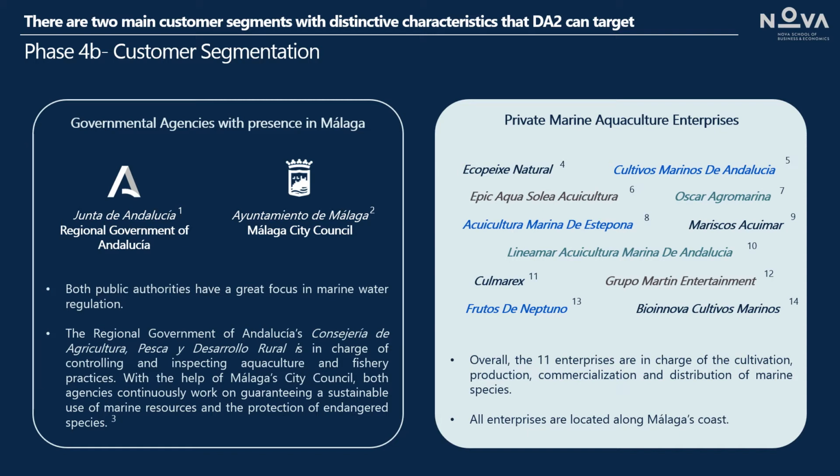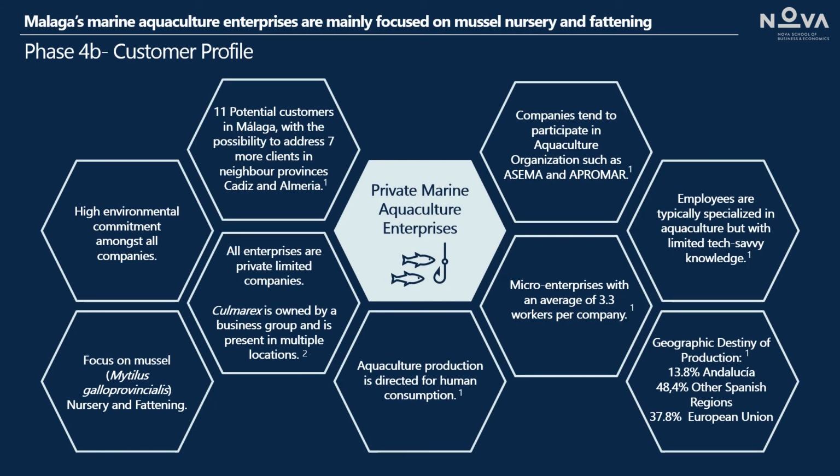In Malaga, we identified 11 enterprises that are in charge of the cultivation, production, commercialization, and distribution of marine species, and they are all located along the coast. You can see some names here displayed on the slide. Therefore, in Malaga, we're going to target private aquaculture enterprises. We identified 11 potential customers with the possibility to address 7 more clients in Cadiz and Almeria.